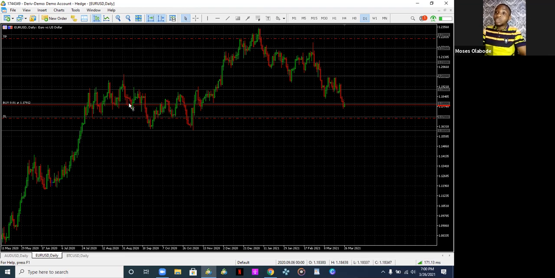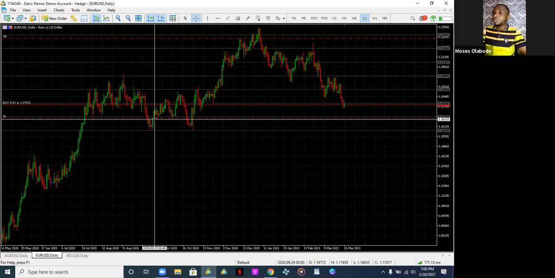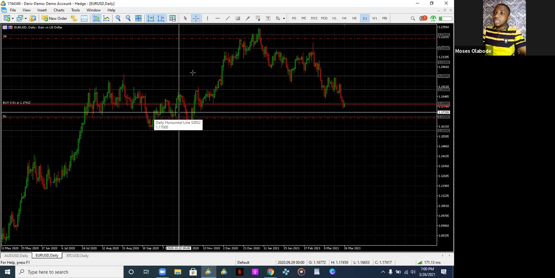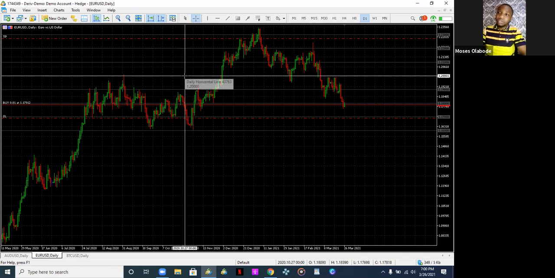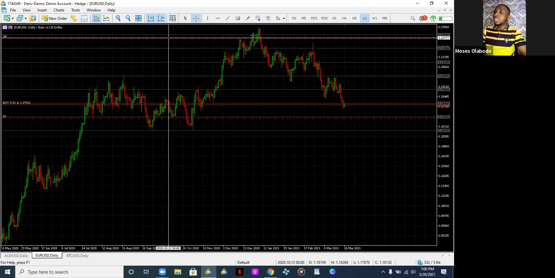I use the mouse to drag it from here to where I want to exit. But if you are using a phone, you just take this cross and, for example, you can see and memorize the number. Maybe your stop loss has to be at 1.6954. Then you long press on your trade order, input your stop loss and confirm. That's all.